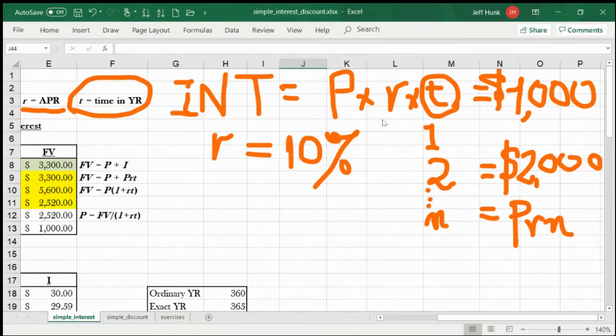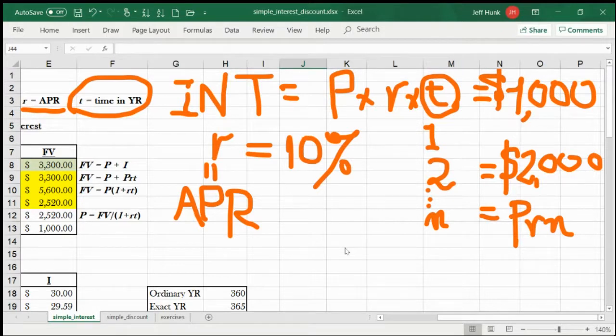And one more thing, always remember, interest rate is always expressed as APR. Interest rate is always the annual percentage rate. There is no interest rate that is expressed as a 10-day interest rate or 30-day interest rate. There is no such thing. All interest rates are expressed as annual.